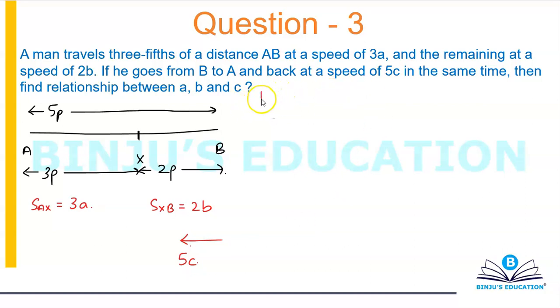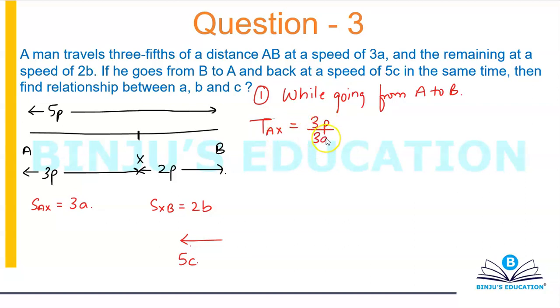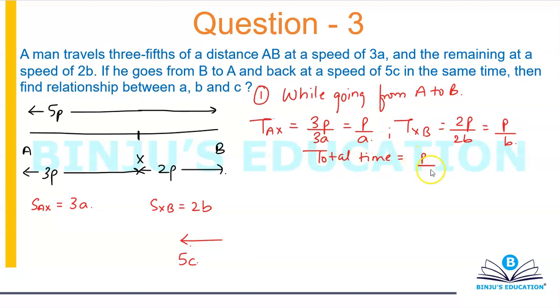So first case, while going from A to B. Time taken in going from A to X is equal to 3P by 3A, which is equal to P by A, and time taken in going from X to B is equal to 2P by 2B, which is equal to P by B. So total time is equal to P by A plus P by B. That's it.